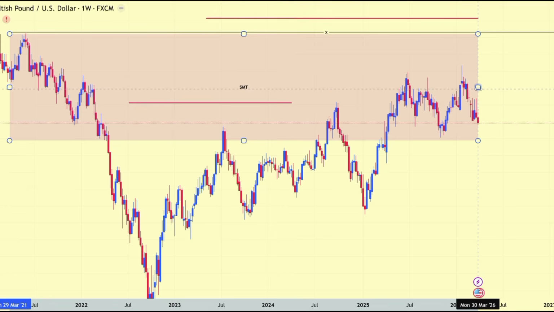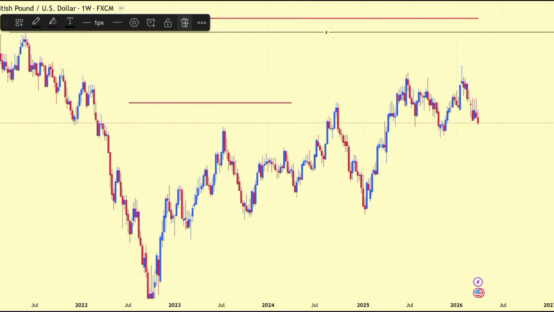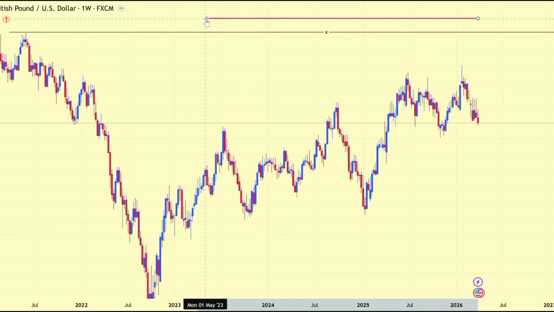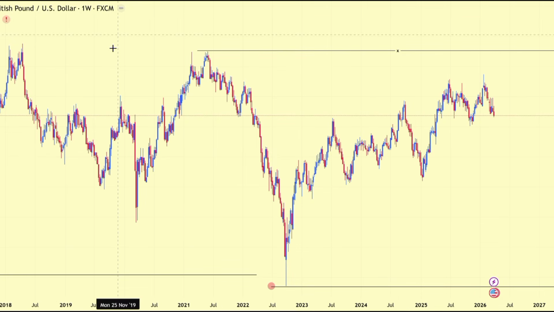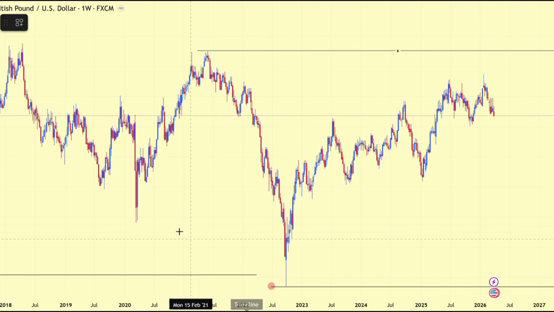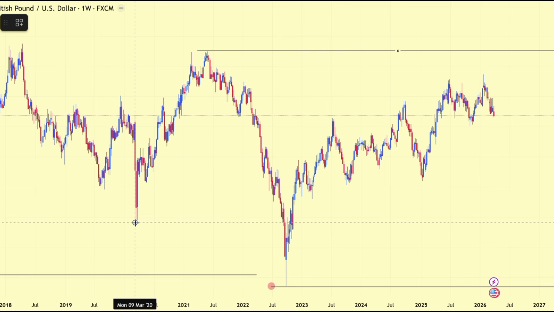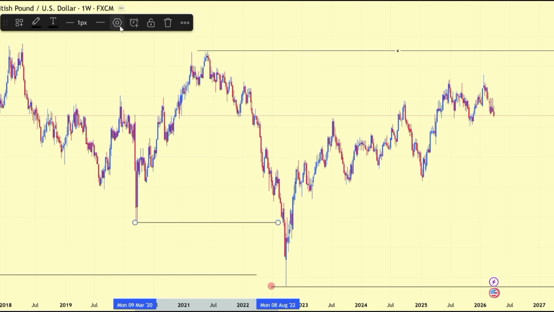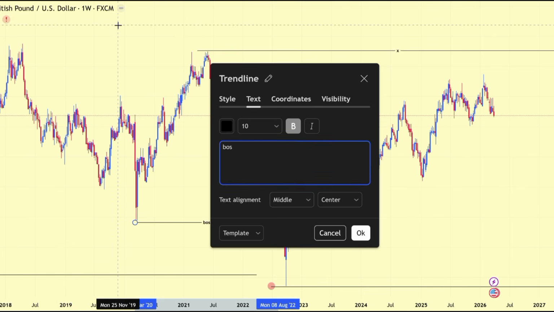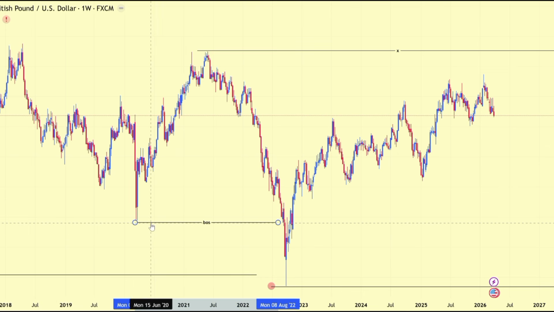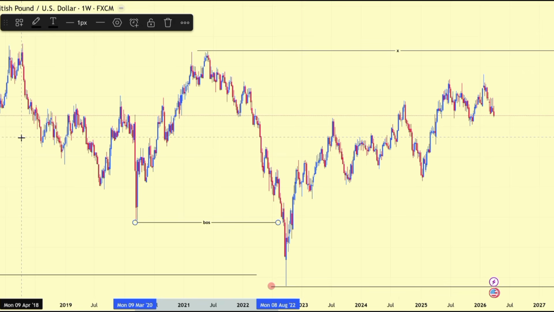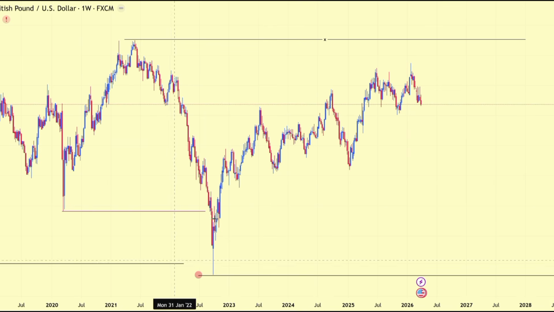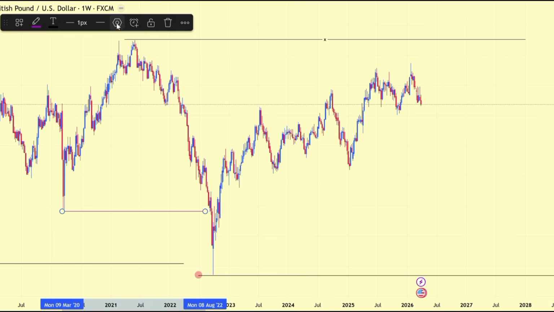So this zone is too big. So in that case, let me get rid of all these and mark things correctly. So we all know this here is of course a weekly break of structure. So right here we have a break of structure on the weekly time frame. So in that case, we have a BOS here. Let me change this color so that you guys don't get confused. So we have it there. That is the break of structure on the weekly time frame.